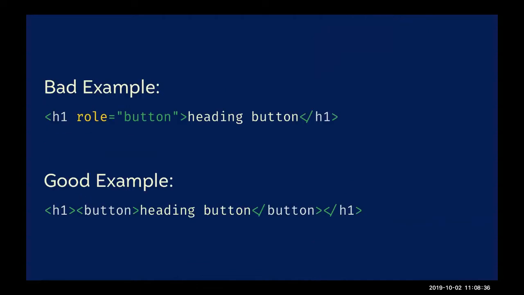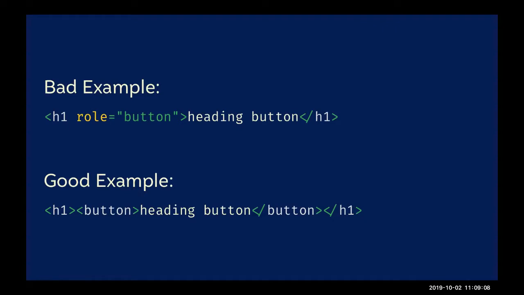So this is one example here, and I've seen such things in real life. It's an H1 with the role button, and then it is a heading button. That is what the developer thought they were doing. But the problem is that because we have the role button, this is not a heading anymore. So a screen reader user using heading navigation would never find the H1 because it's not a heading anymore.